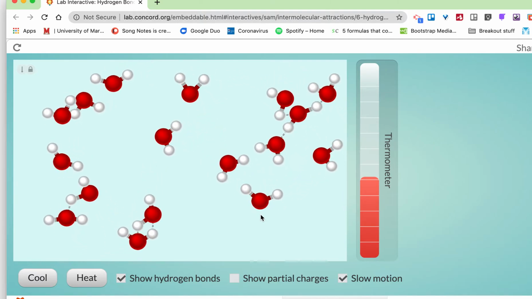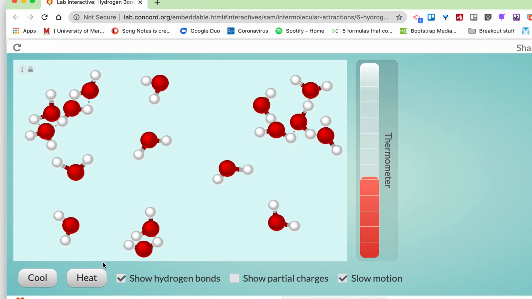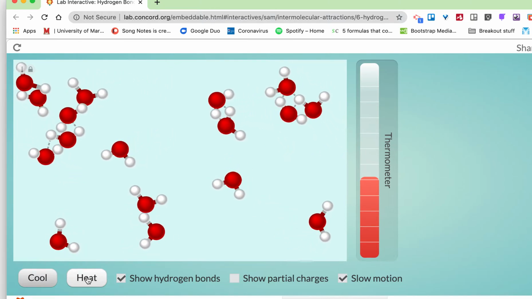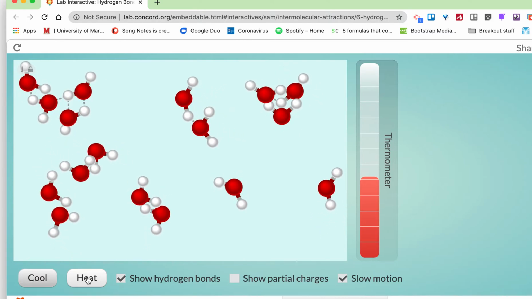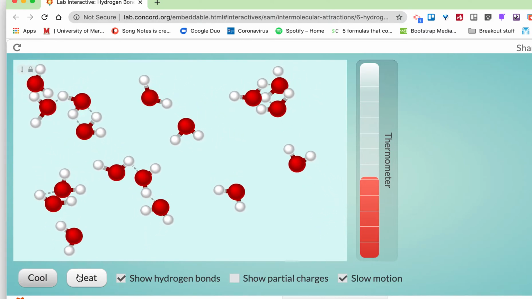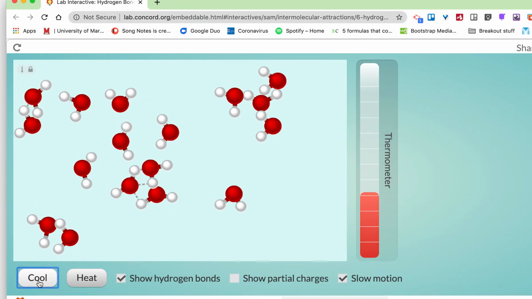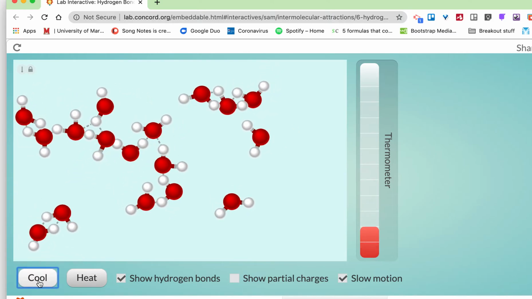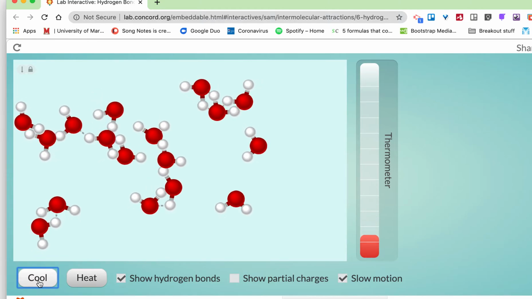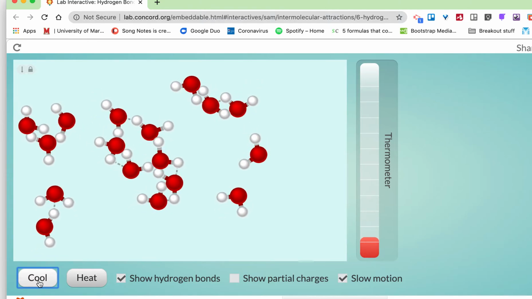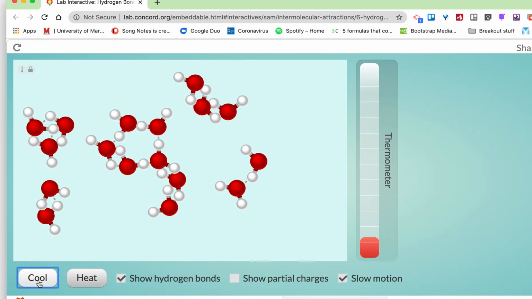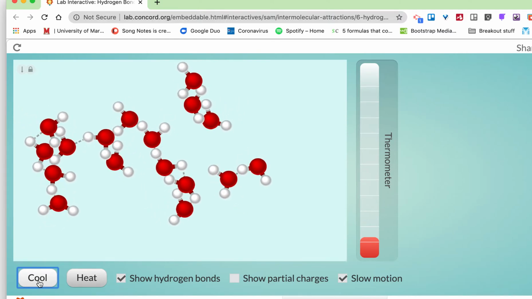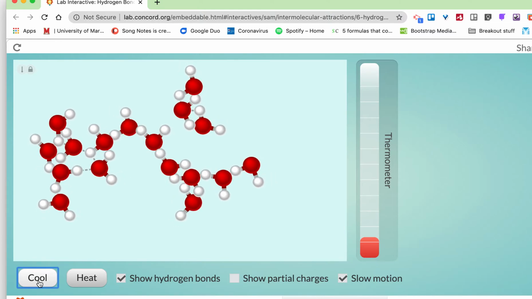So intermolecular forces exist between neighbors. Now, how does changing temperature affect this? Let me add heat. Watch what happens to the intermolecular forces. Actually, let's do cool first. I'm going to slow these particles down even more. What I want you to think about is how much motion is there and how long are they connected to their neighbors with those intermolecular forces.